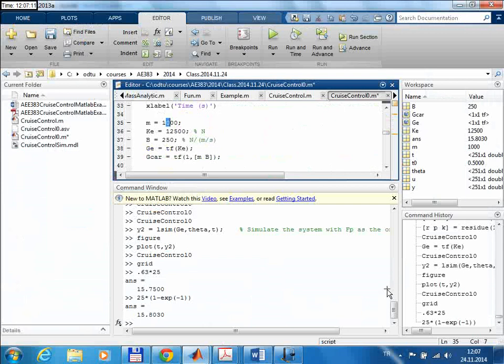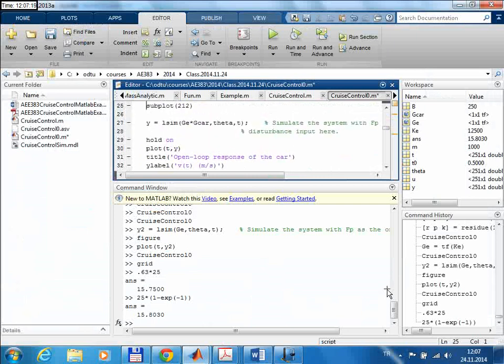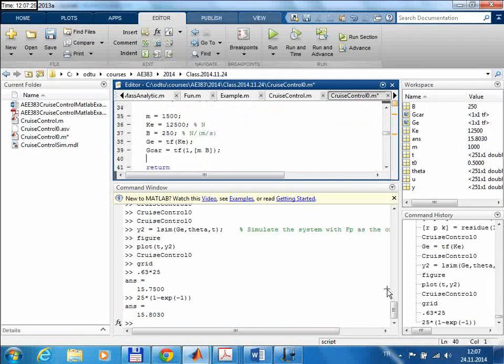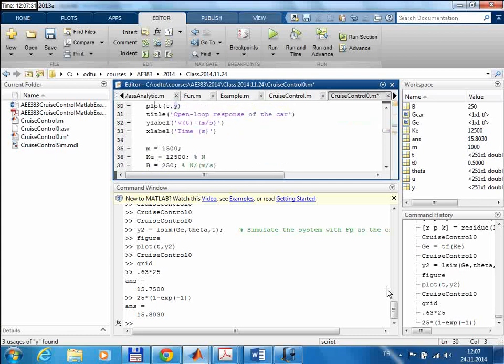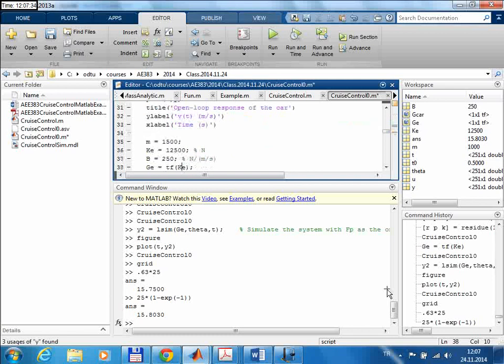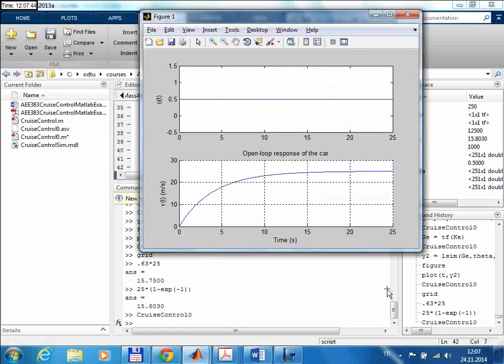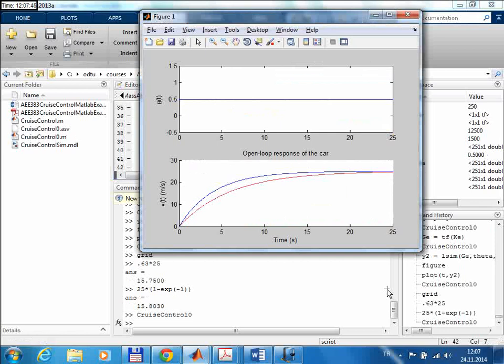Okay, so now let me change the mass value to this much. The new transfer function of the car is this, G car. So I need to simulate it one more time. So let me call it Y2. So let me make this red. Okay.